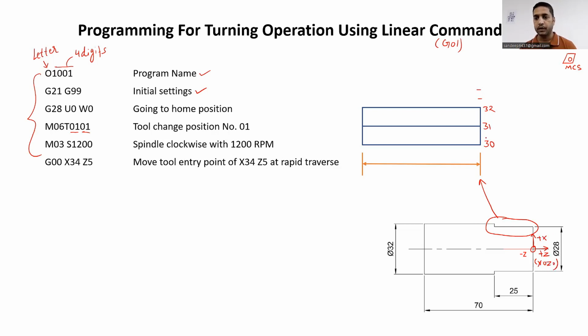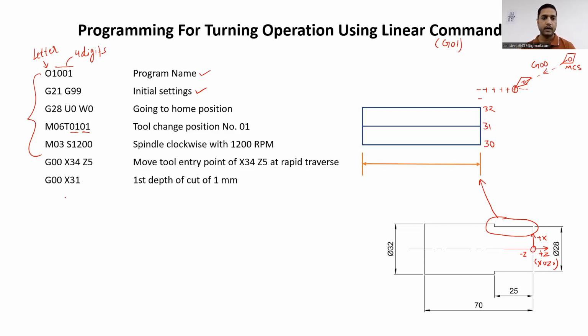So if here we have a Z0, then definitely if I extend this line ahead, this will be your 1, 2, 3, 4, and 5. So here will be Z5 and X34. So at this particular point, now we are bringing the cutting tool from its home position to this particular location X34 Z5 with rapid traverse. So I hope this block is clear to you now.